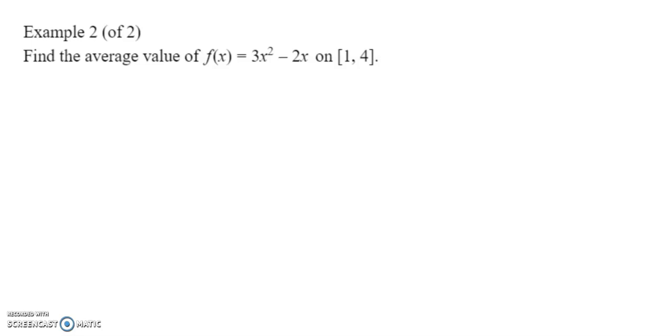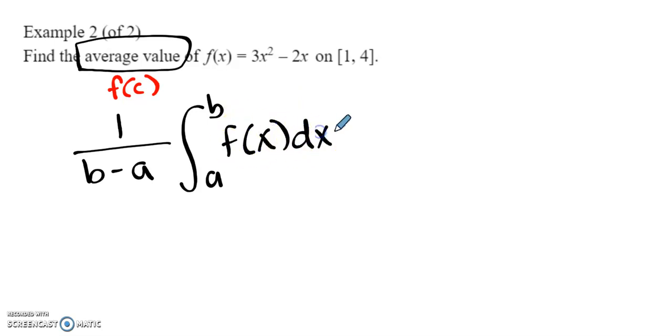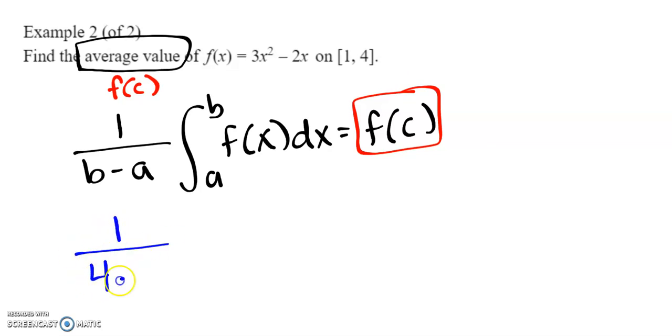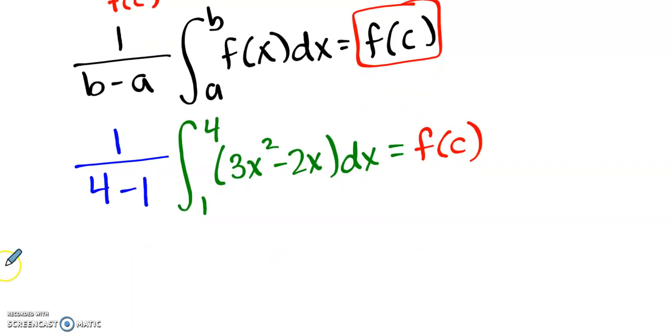Last one, find the average value. So the average value this time is the magic height of the rectangle. So we want to use our isolated formula, 1 over b minus a. This, by the way, is going to be the one that you use way more often. Oops, keeping it general for now. Equals f of c, and this is the whole thing that we are looking for, that height of the rectangle. So I'm going to take 1 over 4 minus 1, the integral from 1 to 4 of 3x squared minus 2x dx, and all of that will be equal to f of c, my magic height of my rectangle.